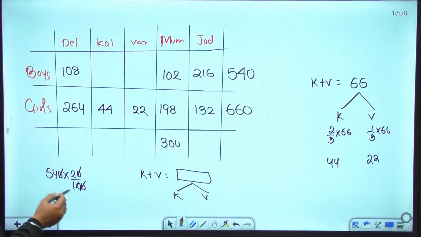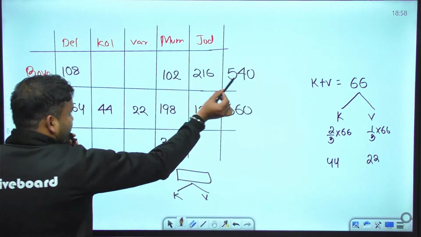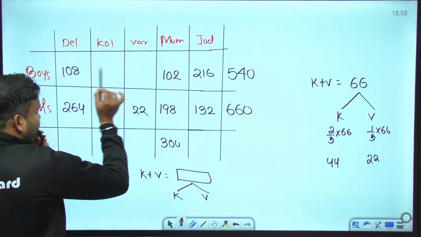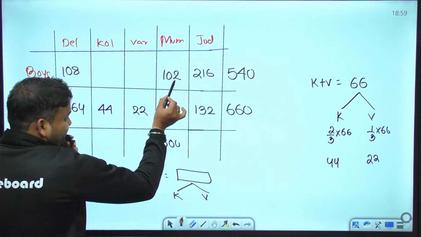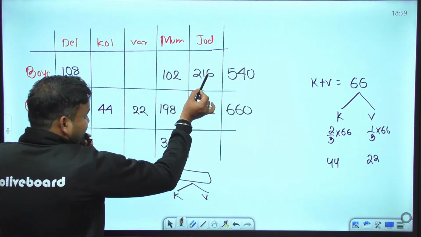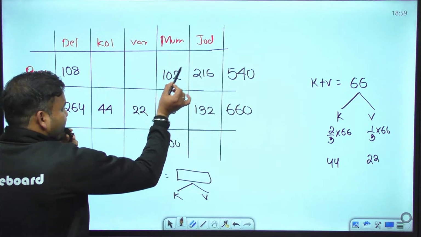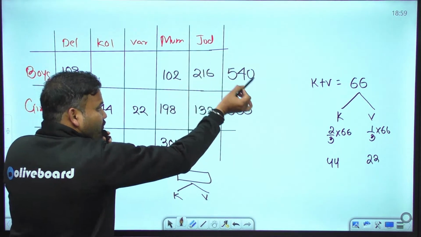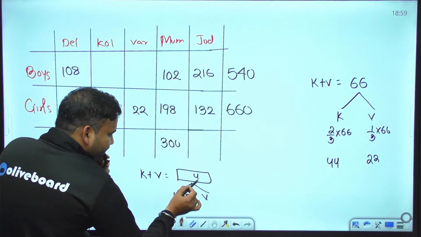So what can be done? Check out the unit place is 0. Addition of all these numbers will be giving this. 8 plus 2 is 10. 10 plus 6 is 16. 16 plus what number will give 0? 16 plus 4 will be 20. So that means 4 will be there in the unit place.